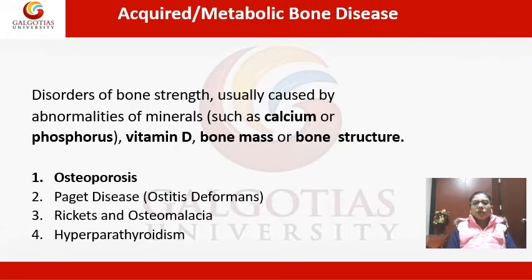The fifth one is acquired or metabolic bone disease. It is a disorder of bone strength usually caused by abnormalities of minerals such as calcium, phosphorus and vitamin D, bone mass or bone structure. Because of abnormality or indigestion of minerals, it is known as metabolic bone disease, in which we will be learning the next four types of disease.